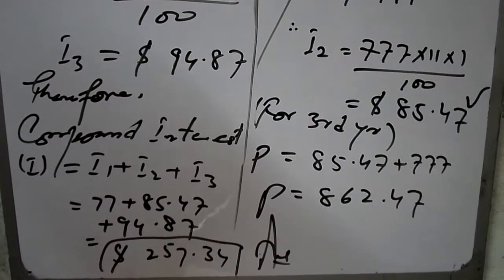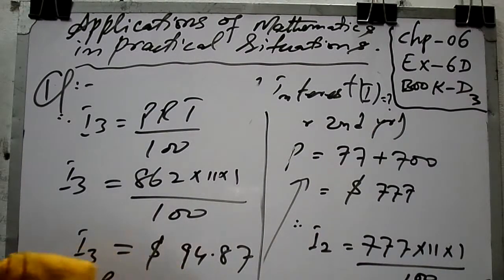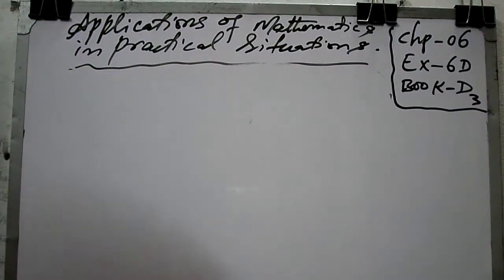Now coming to question number 2. Wilson invests $5,000 at 5 1/4% per annum compound interest compounded annually. Find the amount at the end of the third year.